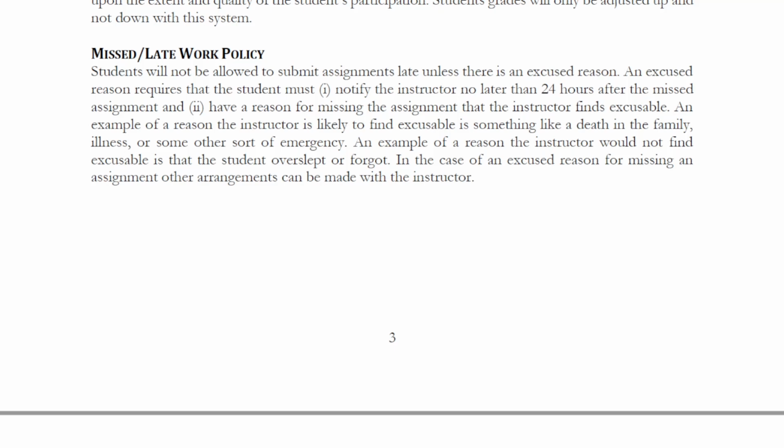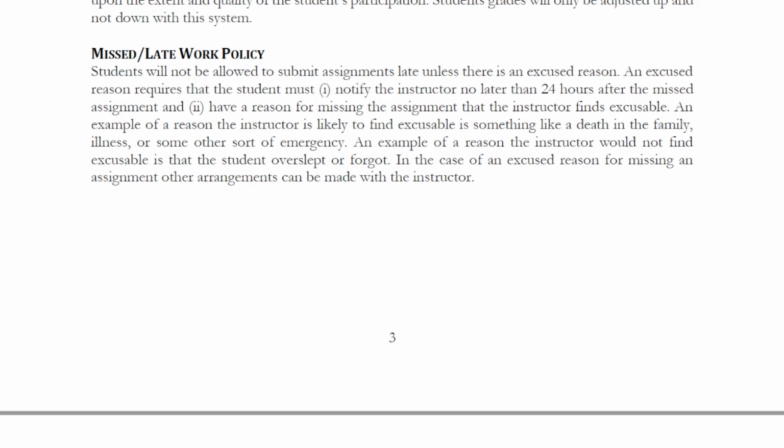In order for some reason to qualify as excused, the following 2 conditions must be met. First, the student must notify the instructor no later than 24 hours after the deadline of the missed assignment has passed. So, for example, suppose you missed the Friday night deadline for the exam. In order to meet this condition, you would have to inform me via email that you missed the assignment no later than the end of the day on Saturday.